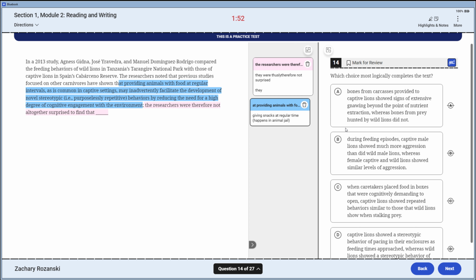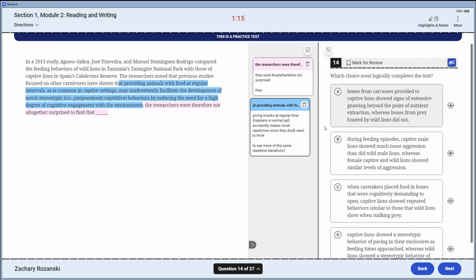May inadvertently, accidentally make novel, repetitive, i.e. purposely repetitive, novel, obviously novel, repetitive behaviors since they don't need to think. So, other studies have shown that when animals are in animal jail, they make repetitive behaviors, and they weren't surprised to see more of the same repetitive behavior.